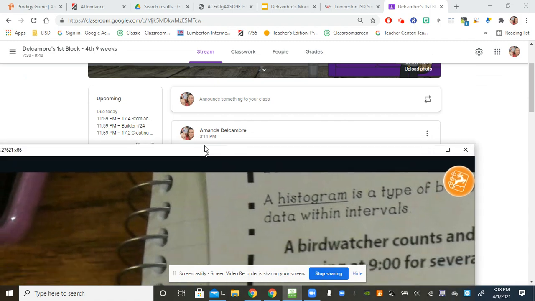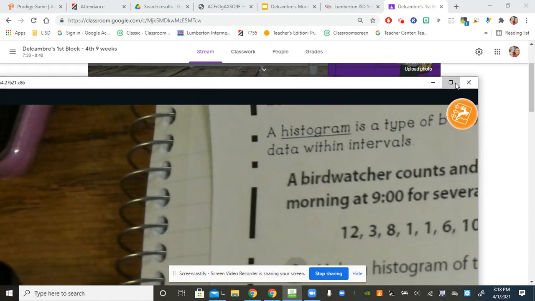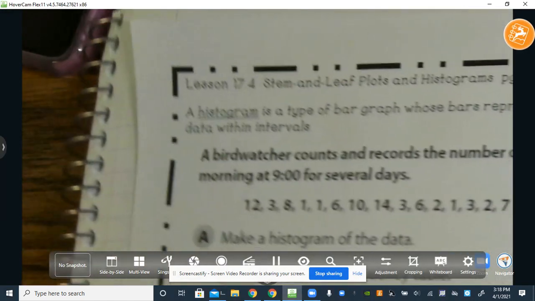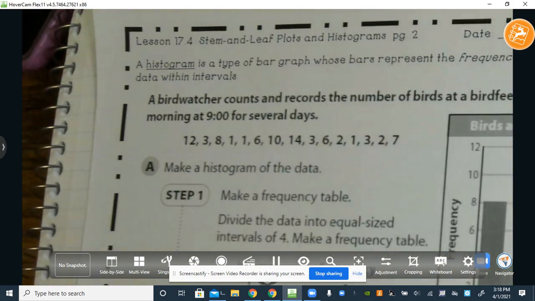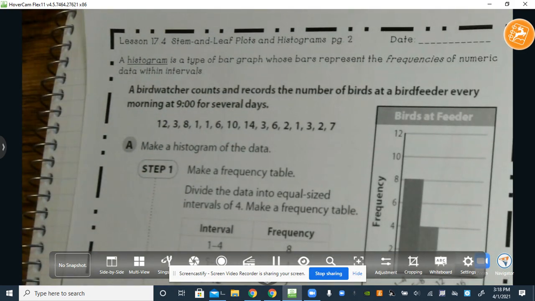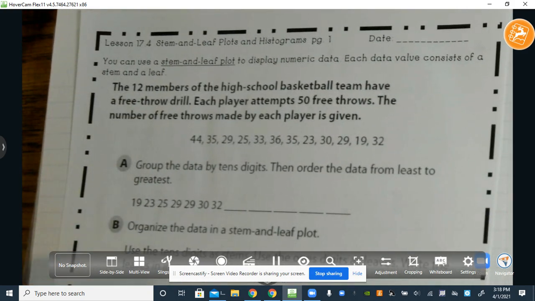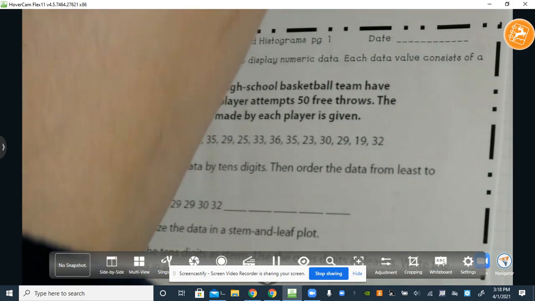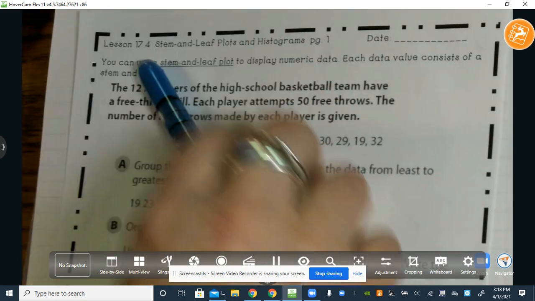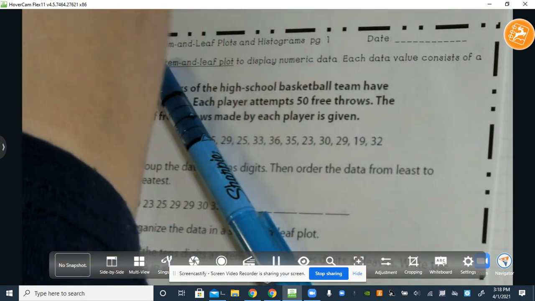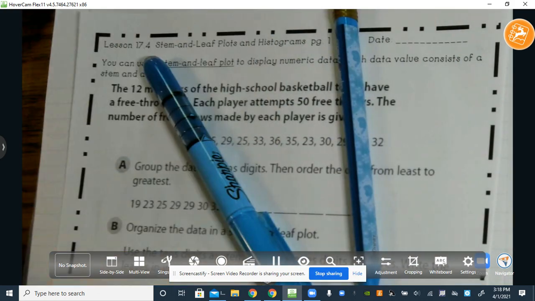Let me pull the notes down to the screen. Here we go. All right, so you have 2 pages of notes here. You have page 2 with histograms, but we're going to start off with page 1, which is stem and leaf. All right, so let me grab my highlighter and grab my pen, and I also need a pencil.